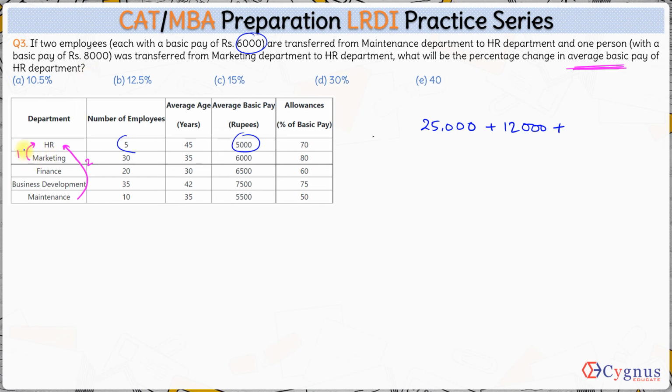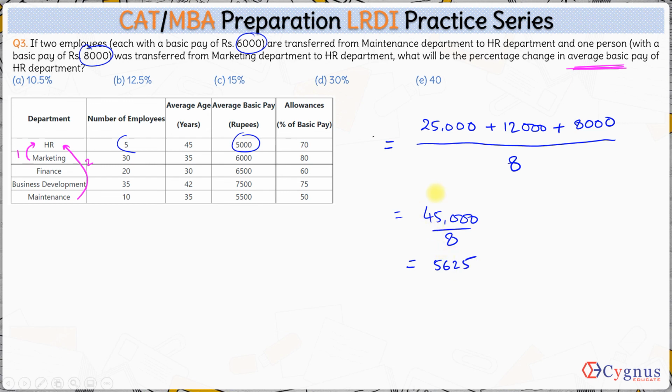And additional one person is transferred from marketing to HR whose basic pay is 8,000. So we will add this 8,000 here. Okay, so this now gives us the new total basic pay of the HR department, and the new number of people now becomes 8. So the new average basic pay is 25,000 plus 12,000 plus 8,000 by 8. So this becomes 45,000 divided by 8 here. Okay. So now 45,000 by 8, this comes out to be 5,625.